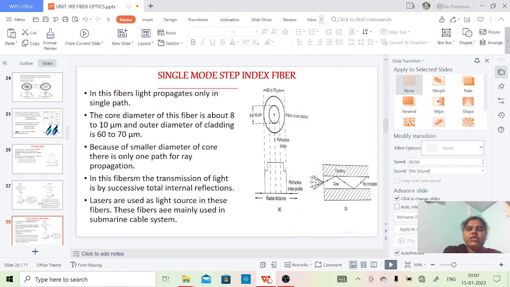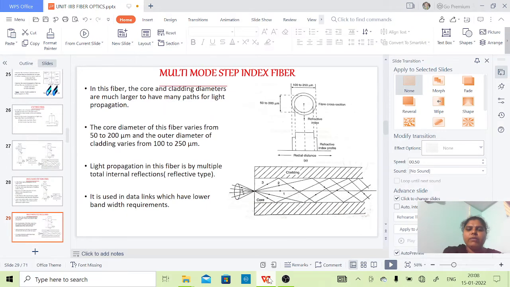Okay, so lasers are used as light source in these fibers. For these fibers, the laser source is taken as a light source. These fibers are mainly used in submarine cable system. So that is one application of single mode step index fiber.